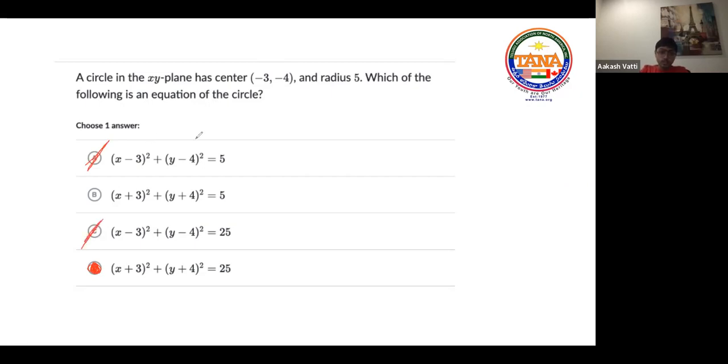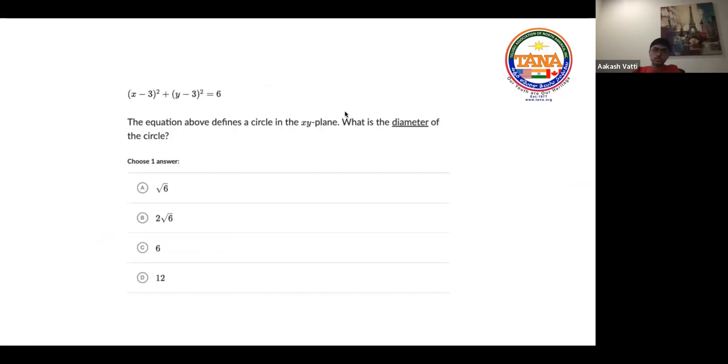And you have -4, so the second one also has to be positive, so B and D both satisfy that. You have a radius of 5, and the value on this side has to be r squared. So B gets crossed out because 5 is not 5 squared, and 25 is 5 squared, so therefore D is your answer. Any questions? No? All right, next question.